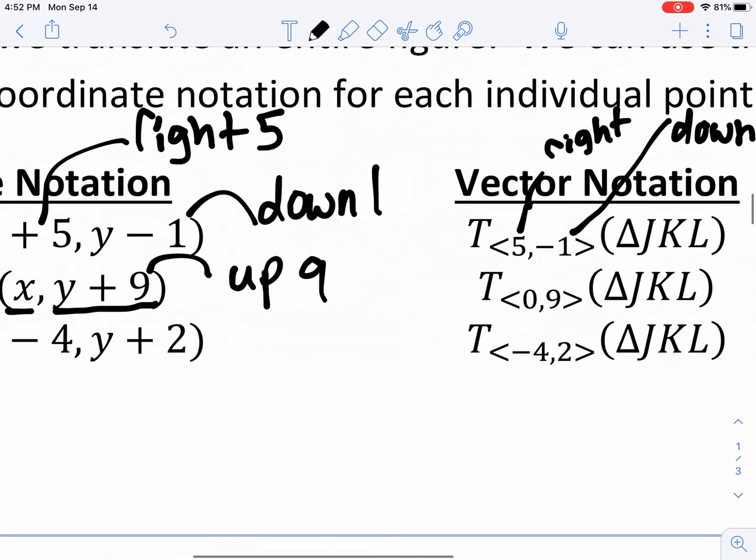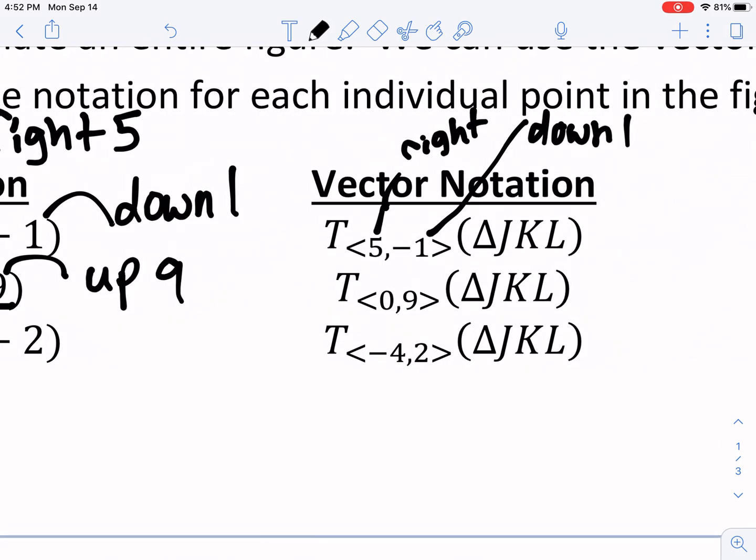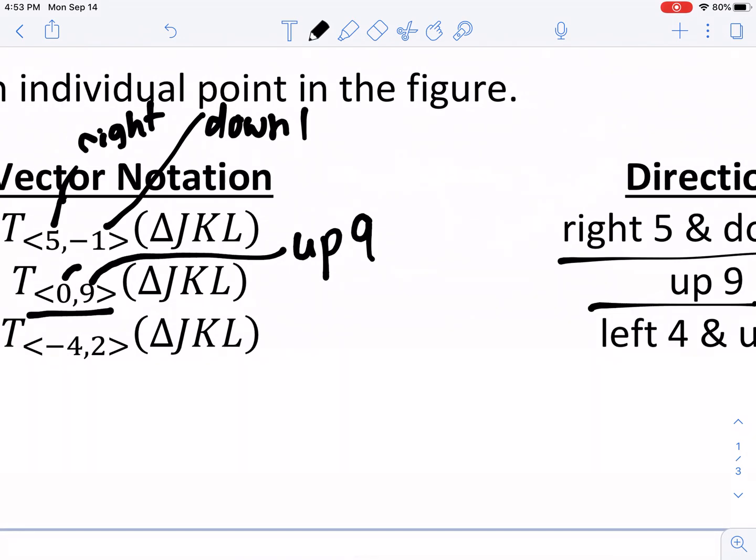Then in terms of vector notation, this is how we'd write it. If you have a 0, that means there's no change here. So for that X coordinate, there's going to be 0 change. However, this 9 tells us we're going up 9 since it's positive, which is what they have here.